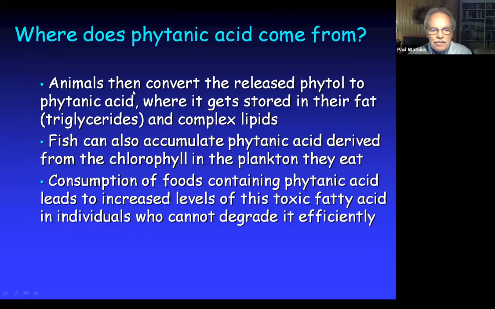So after the rumen bacteria release the phytol from the chlorophyll, the animals can then convert the released phytol into phytanic acid, where it gets stored in their fat or triglycerides and their complex lipids. It turns out that in addition to animals like cows, fish can also accumulate phytanic acid derived from the chlorophyll that is in the plankton that they eat. And then when we consume foods containing phytanic acid, like beef products, milk, and certain fish, this can lead to increased levels of this toxic fatty acid in people who cannot degrade it efficiently.